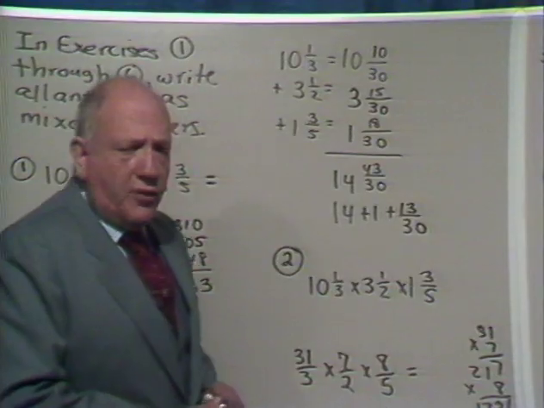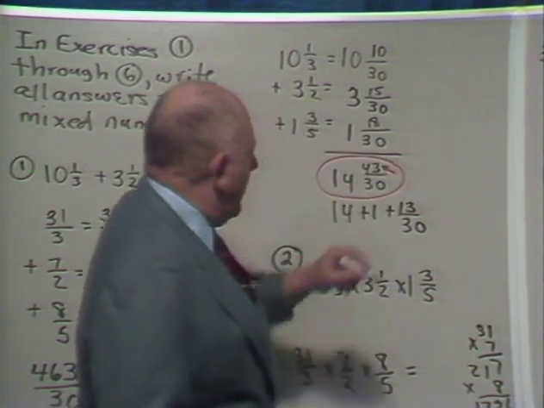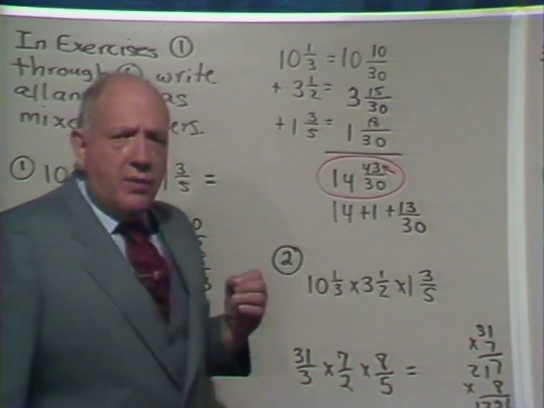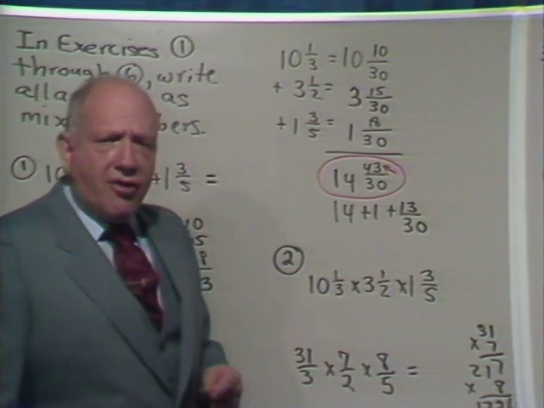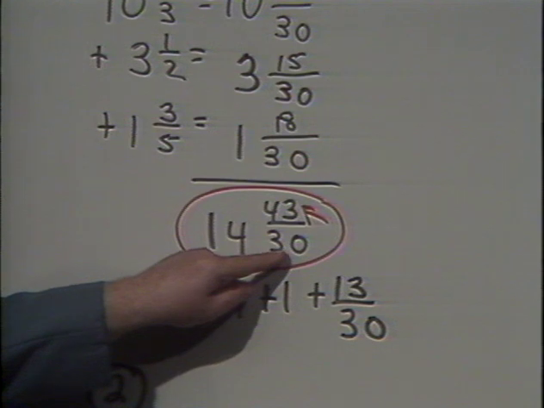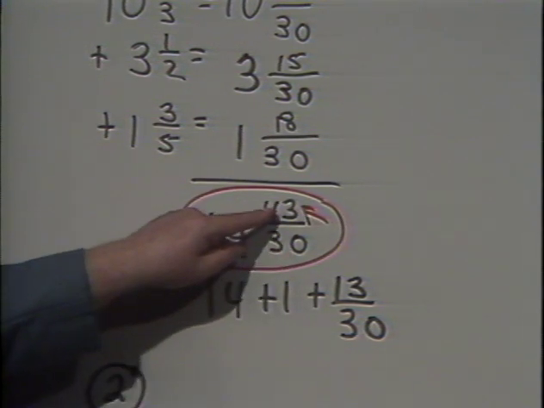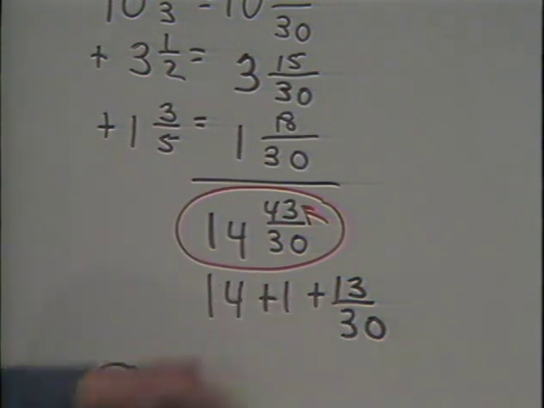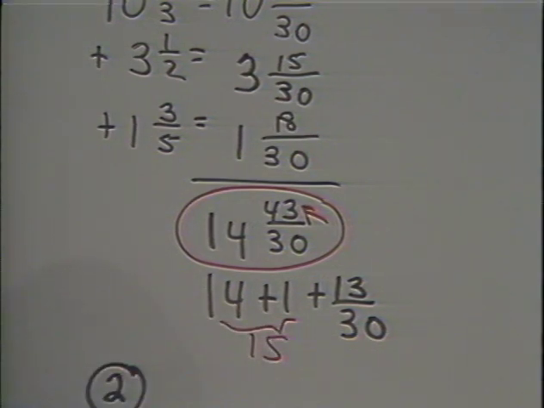43 what? 43/30. But we can't leave the answer like this, because for a mixed number, remember, there must be a whole number plus a fraction which is less than 1. In other words, a fraction in which the numerator is less than the denominator. Notice that every 30/30 gives me 1. So basically, I divide 30 into 43. I get 1 with a remainder of 13. So the 14 and the 1 gives me 15. 15 plus 13/30 is 15 and 13/30, which is the same answer I got the other way.